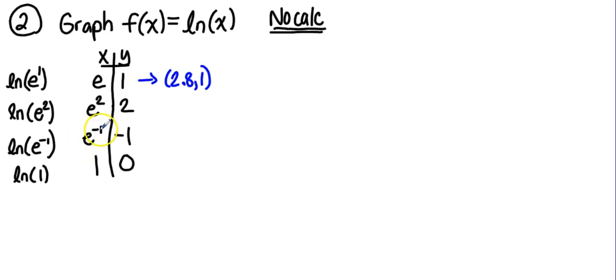That means that e to the negative 1, which is the same as 1 divided by e, gets me 1 divided by 2.8. That's pretty close to 1/3. And I know how to graph 1/3 because I know 1/3 is 0.33. Remember, our sketch is going to be approximate.